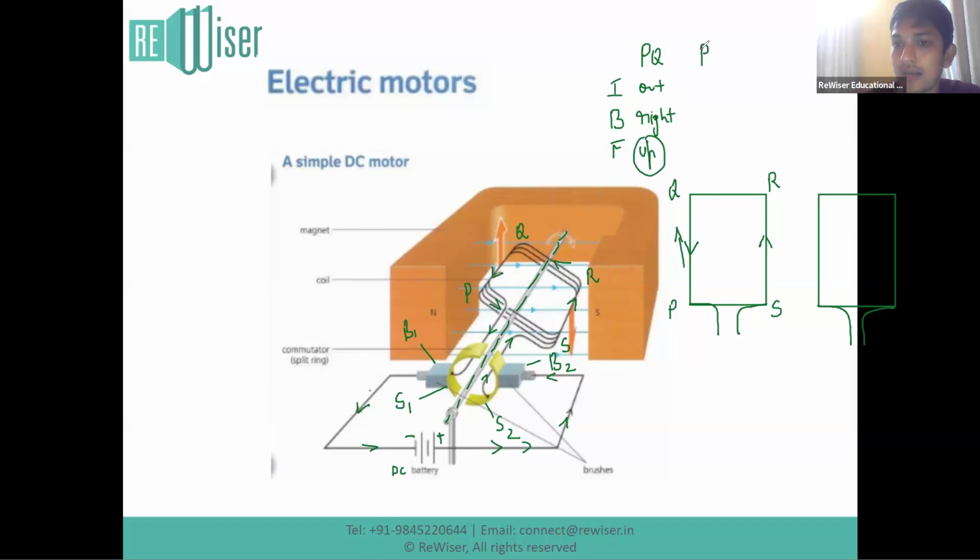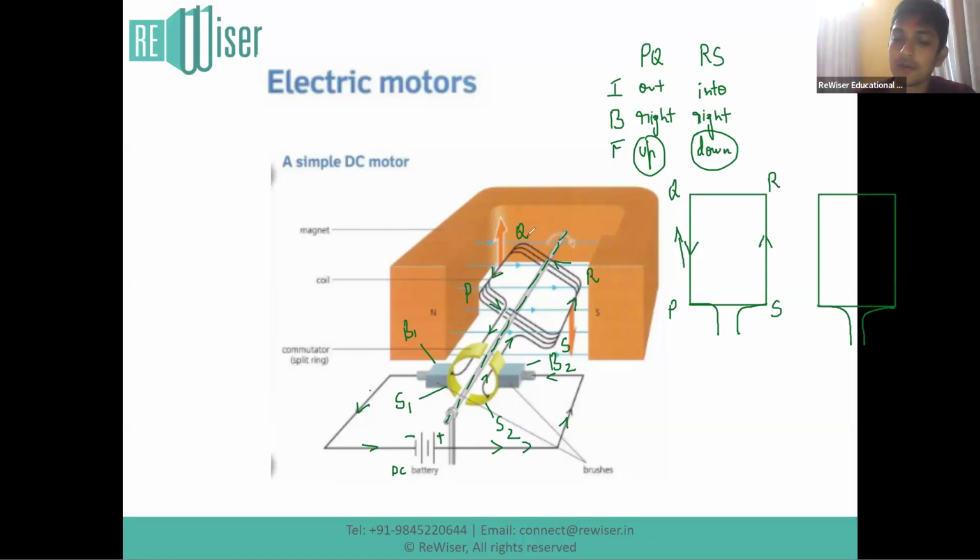Next, through part RS of the wire, current is into the page, exact opposite. Magnetic field is still right, which means the force acting will be the exact opposite, that is downwards. You don't have to take my word, you can confirm. So current is out, current is into the page as shown. Magnetic field is still to the right, force acting is downwards.